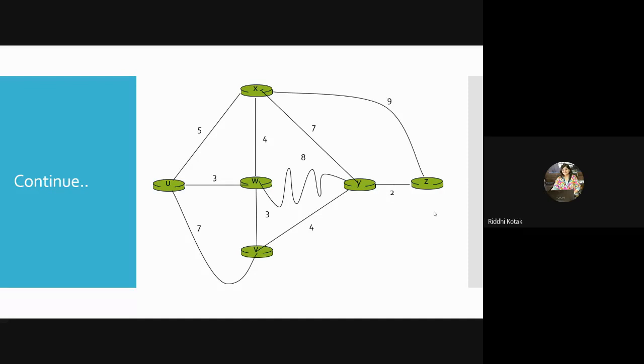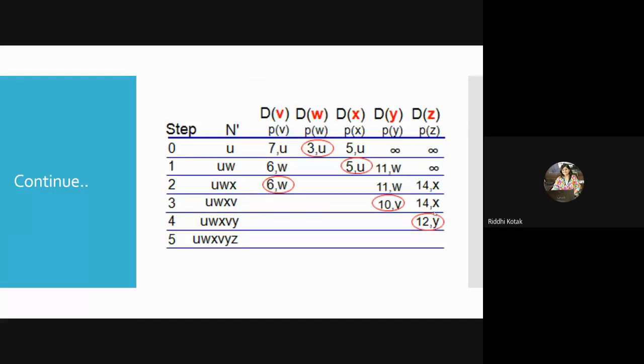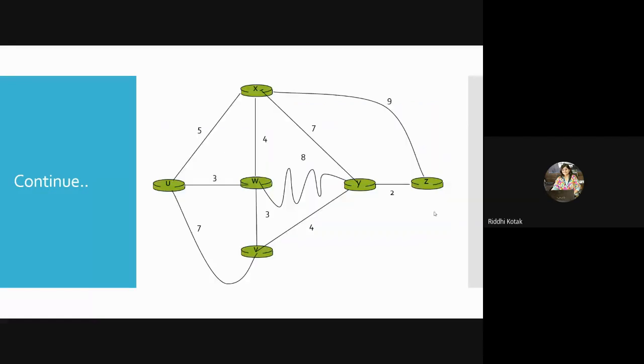X is the current node and you have to reach V. So first we will explore node X. You can go X to U, 5, U to V, 7, 7 plus 5, 12. That is one possibility. Second, you can go X to W, that is 4, W to V, that is 3. So 4 plus 3, 7. Y is not visited yet, so we cannot go with that. So that is one possibility for node X.